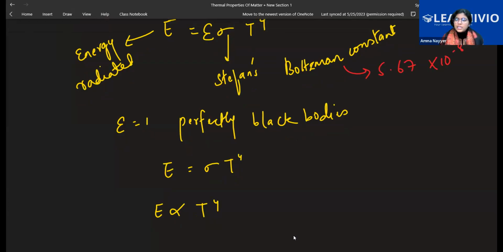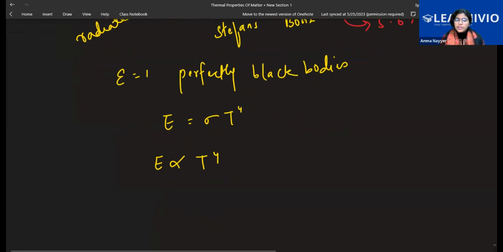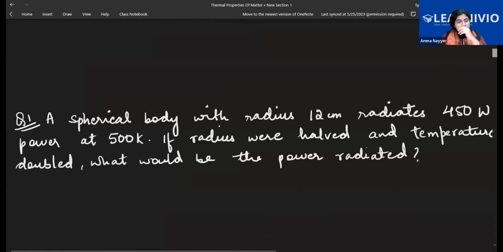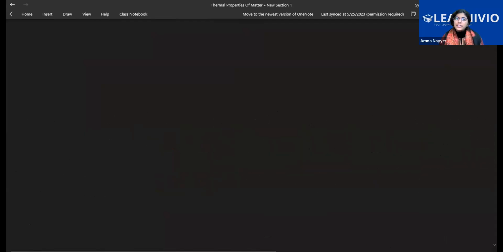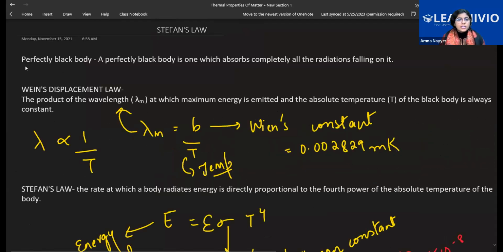So let's see some questions. Okay. So this says a spherical. Okay, do one thing. Write it first. Perfectly black body's definition was left in the last test. What is a perfectly black body? This is one which absorbs all the radiation. So the process of absorption is high and complete in this. Please write down these two laws. Then I'll start with thermodynamics.